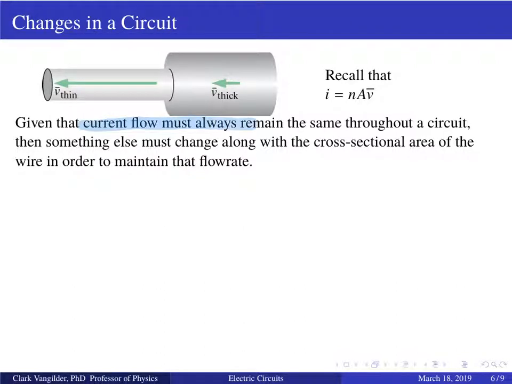Current flow must always remain the same throughout a circuit. And the caveat here is we're still talking about a single path. We're not talking about splitting off into multiple paths, because if you have multiple paths, you can have multiple flow rates. Not necessarily, but it's possible. So we're still talking about a single path, namely the one we're looking at. Okay? So something else changes since the flow rate has to be constant throughout the pipe. And so what's that going to be?